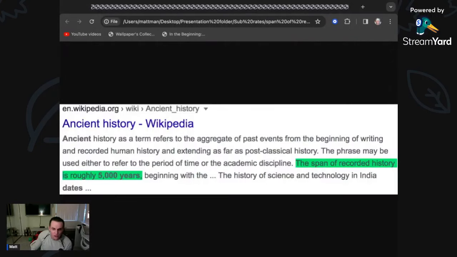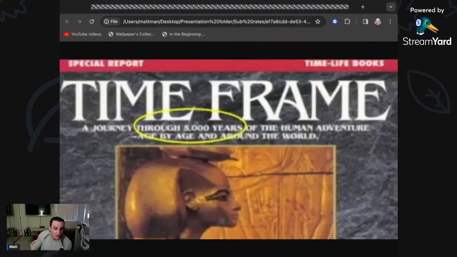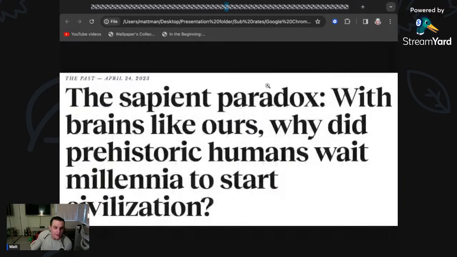How about the recorded span of all of human history? Find the exact same thing about 5,000 years ago. They put it on magazine covers 5,000 years ago. Things just started happening. We don't know why. And this is a paradox for them. It's called the sapient paradox. With brains like ours, why didn't prehistoric humans wait millennia to start making civilization?